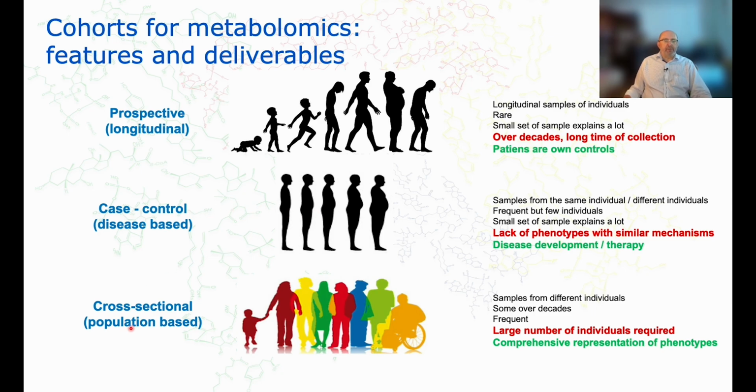Cross-sectional studies are usually very large, they are very frequent, some even exist since decades. The disadvantage of this cohort is that they require a lot of individuals being included. Some even combine it with a longitudinal perspective, but the samples are collected here not as frequently as in longitudinal cohorts. The advantage of this cohort is that a comprehensive representation of phenotypes is provided. So while you are studying a specific disease, you may as well include several other confounders and other diseases to exclude that there is an overlap and biomarkers are not specific.